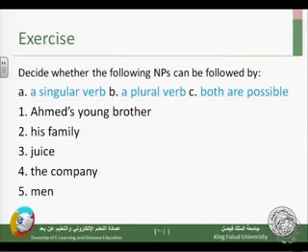Number four, the company. We can say the company is when we refer to the whole company as one corporation, and we can also say the company are, because we're referring to the people who work for the company, individual people who work for the company. So the company is possible, and the company are is also possible. So we can say that this is a collective noun, so both are possible. Both a singular verb and a plural verb can follow this collective noun.